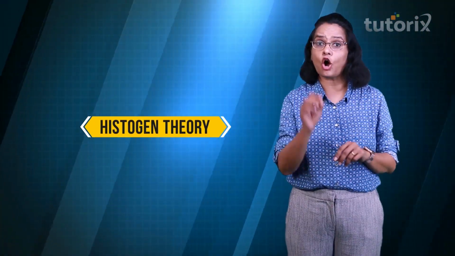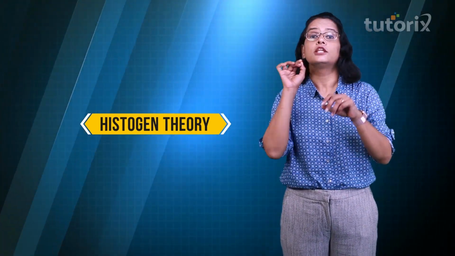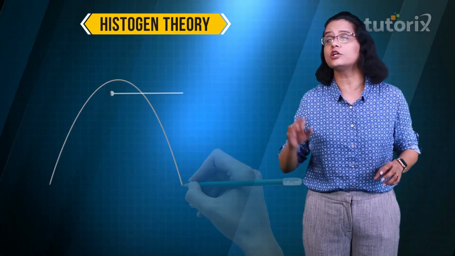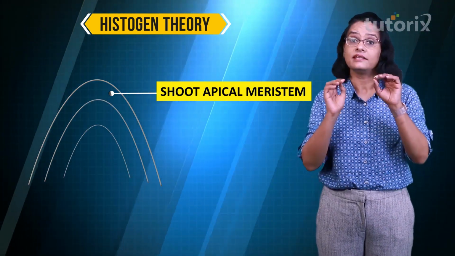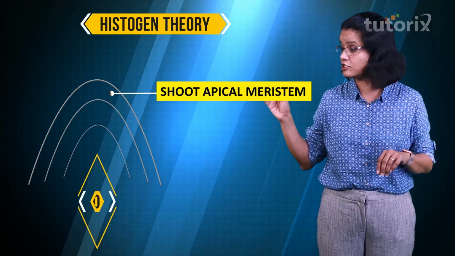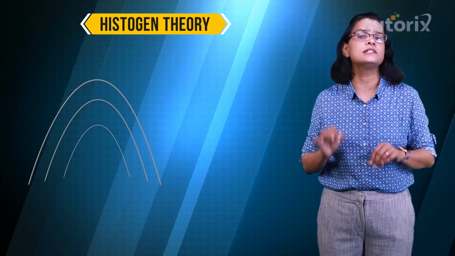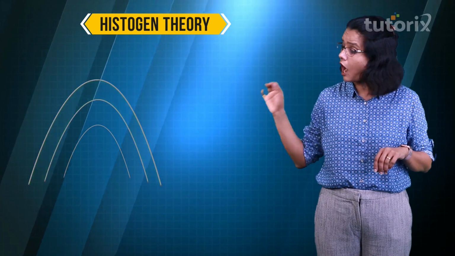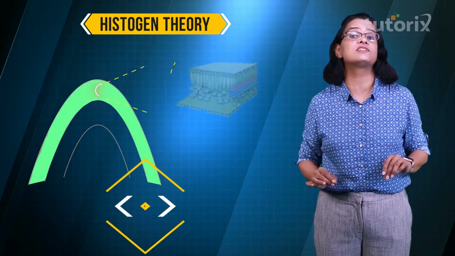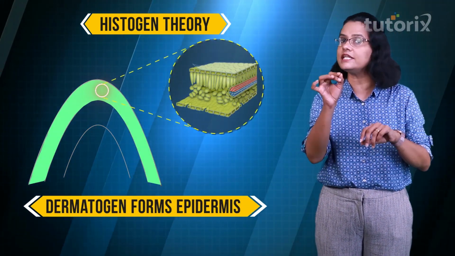Now friends, according to histogen theory, the shoot apical meristem or the shoot apex is differentiated into three regions. These regions are also called histogens. The three regions are, first, the dermatogen. Dermatogen is the outermost layer and it gives rise to epidermis in a plant.